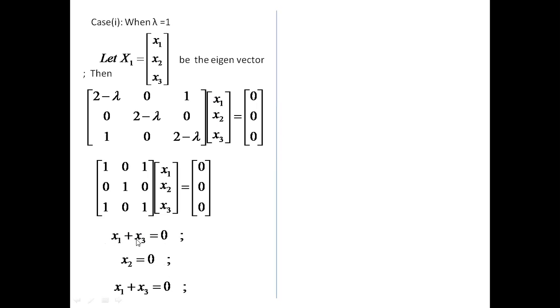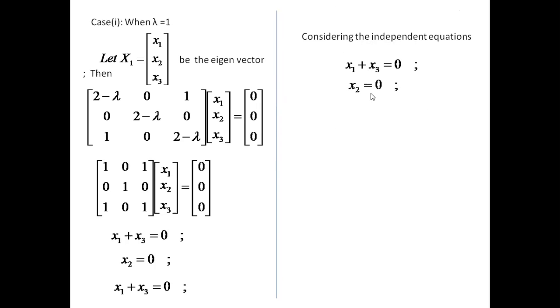For that, x1 plus x3 is equal to 0 is the first equation. x2 is equal to 0 is the second equation. The third equation is x1 plus x3 is equal to 0. So these two are the same. So this is the dependent equation. We shall consider only these 2 equations. So considering those 2 independent equations, the first equation is x1 plus x3 is equal to 0. The second equation is x2 is equal to 0. This one you can solve by the cross multiplication method.